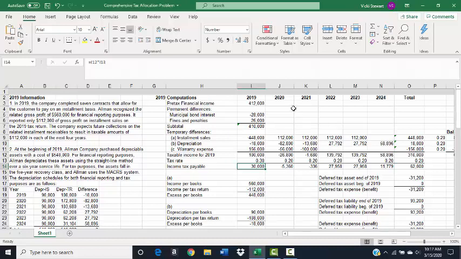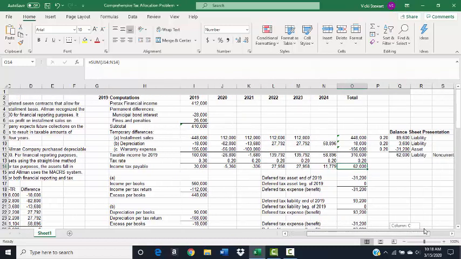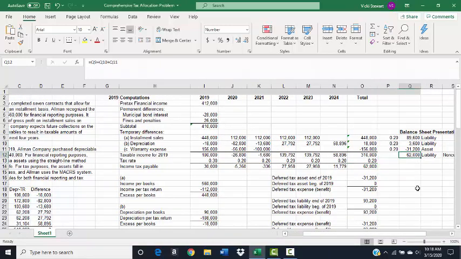We also notice on our schedule that we can add up or sum the amounts for each of the years, multiply those by the future tax rate, and we get an amount that we expect to be the reversing amounts over the next 5 years. That's as far out as our schedule goes. When we add all those amounts together, notice we get the same $62,000 that we calculated for the balance sheet.